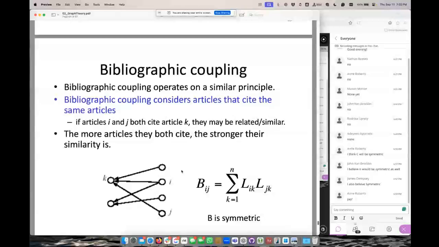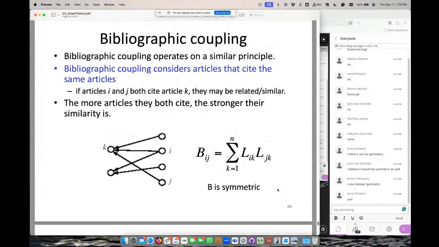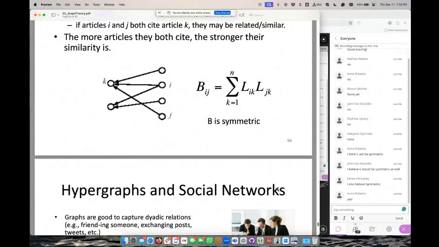The same question I think you can now easily answer. We know that the matrix L is asymmetric because it is a directed graph, but Bij will be symmetric, right? Because again, the product is commutative. So Lik times Ljk is the same as Ljk times Lik. So B is also symmetric. Just like C was symmetric, B is symmetric too. Okay. All right, any questions? Okay.